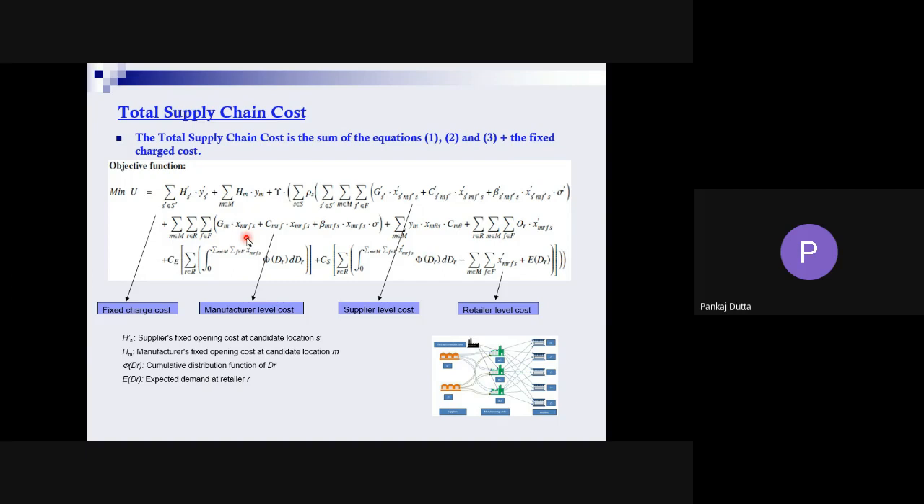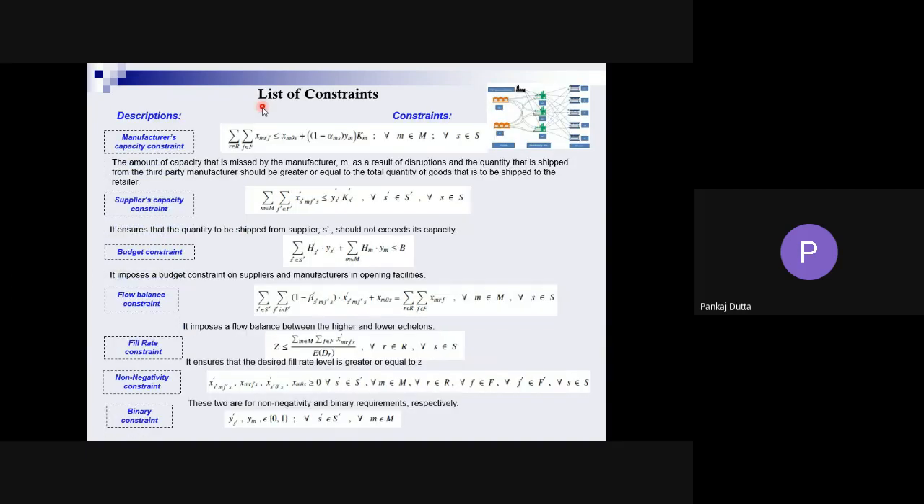The structure has been developed. Then you put all the conditions: manufacturing capacity, supplier capacity, budget constraints, flow balance constraints, then fill rate constraint, service level constraint, non-negativity constraint, and the binary condition. Once you put all these things in, it becomes an optimization model. Your network is ready, but which network is the best, which route is the best, which manufacturing plant is the best has not been finalized yet. So the network structure is ready, the optimization model is ready, and you need a solution.